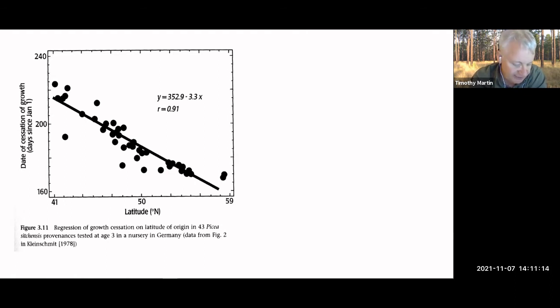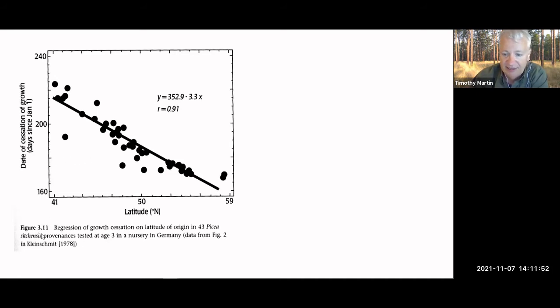There's a couple of types of genetic variation that are important. There's clinal variation and ecotypic variation. So clinal variation refers to a gradual change in gene frequencies associated with a gradual change in an environmental factor across a species range. So this graph is a nice example of clinal variation.